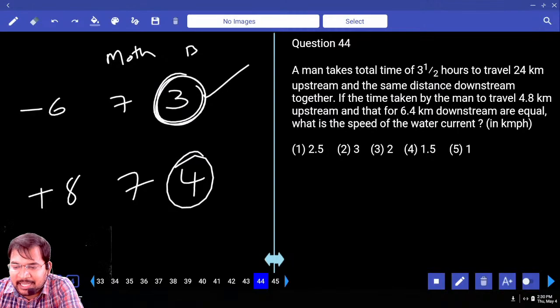A man takes total time of 3.5 hours to travel 24 kilometers upstream and the same distance downstream together. If the time taken by the man to travel 4.8 kilometers upstream and that of 6.4 kilometers downstream are equal, what is the speed of the water current?